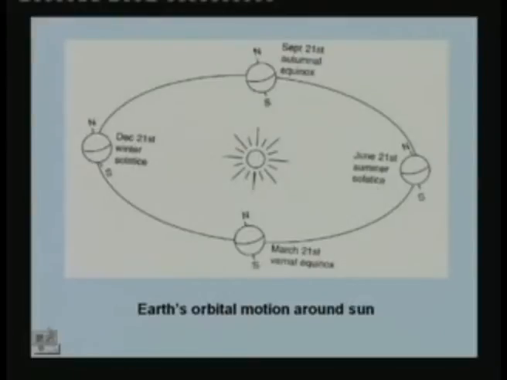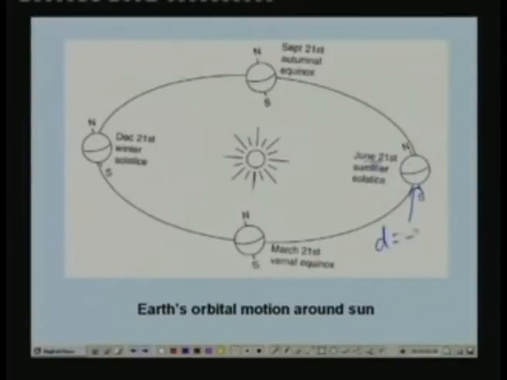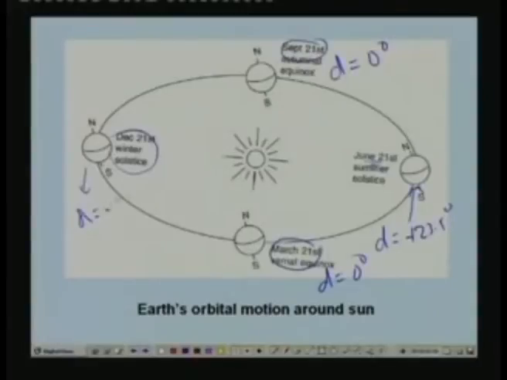As I said, this is the orbital motion of earth around the sun, and this is the summer solstice, that is on June 21st. On June 21st, for the northern hemisphere, your angle of declination is plus 23.5 degrees, and on September 21st and on March 21st, that means at the two equinoxes, the declination is 0 degrees. And on December 21st, that means on winter solstice, the declination D is minus 23.5 degrees. Remember that this is for the northern hemisphere.